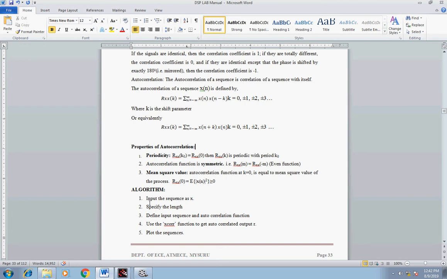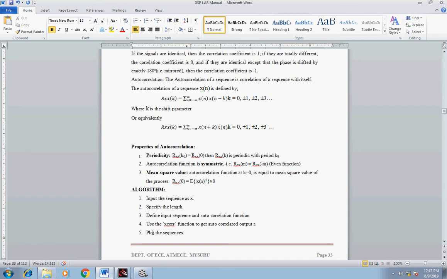So the algorithm is simple. We have to input the sequences for which we are verifying the autocorrelation and cross correlation functions, and specify the length of the sequence. Then we define the input sequences. If it is autocorrelation, a single input is given. If it is cross correlation, two inputs are given, and we have to define the autocorrelation function and the cross correlation function.